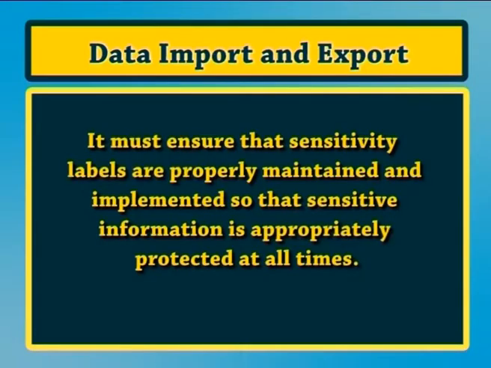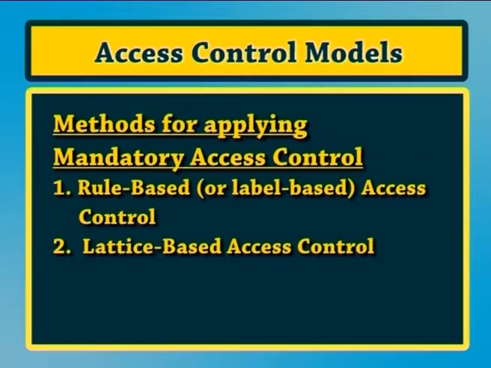Number 2, data import and export. Controlling the import of information from other systems and export to other systems is a critical function of these systems, which must ensure that sensitivity labels are properly maintained and implemented so that sensitive information is appropriately protected at all times.